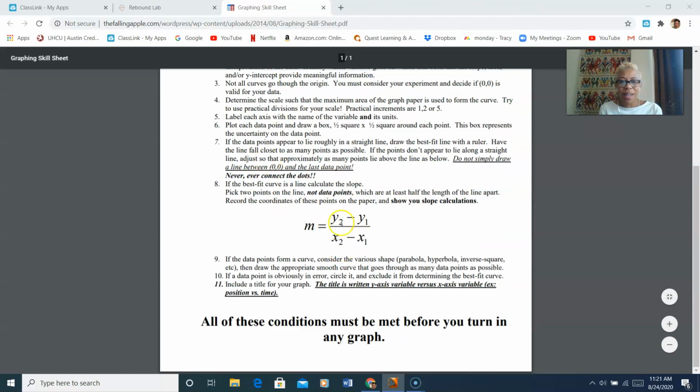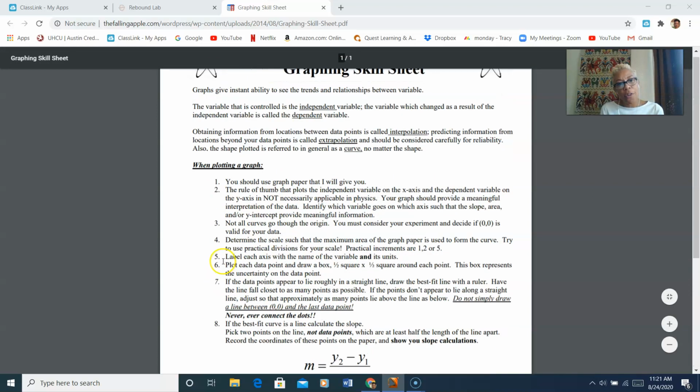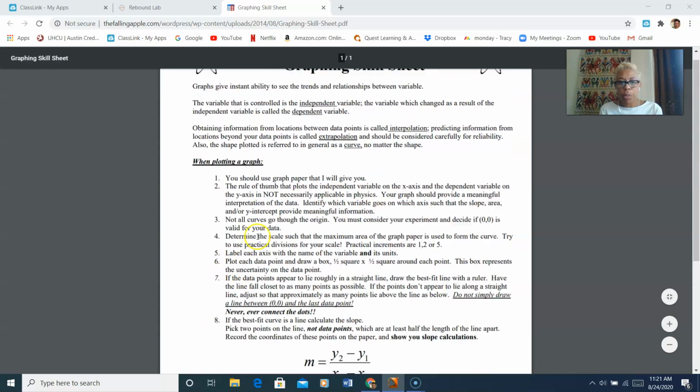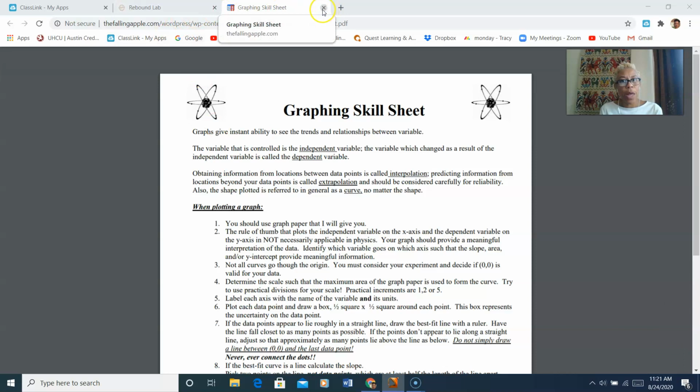Number 8 tells you how to get the equation for a slope. Again, this should be a review. Number 9 tells you how to draw your line. Number 10 tells you what happens if you have a data point that's way outside the trend. And 11 tells you how to title your graph. All of these things have to be fulfilled to get the points for a proper graph. So that's your goal today.